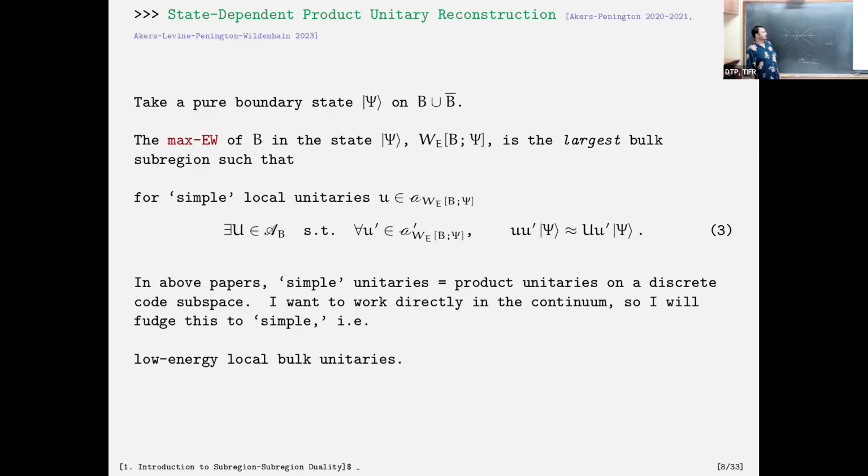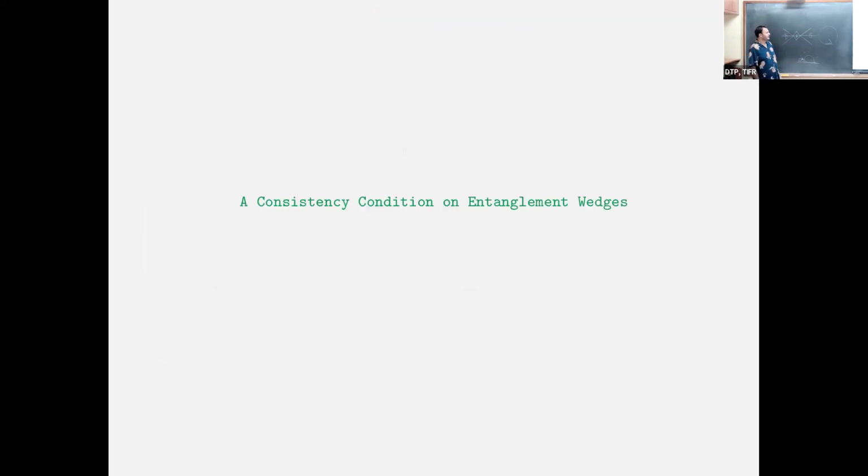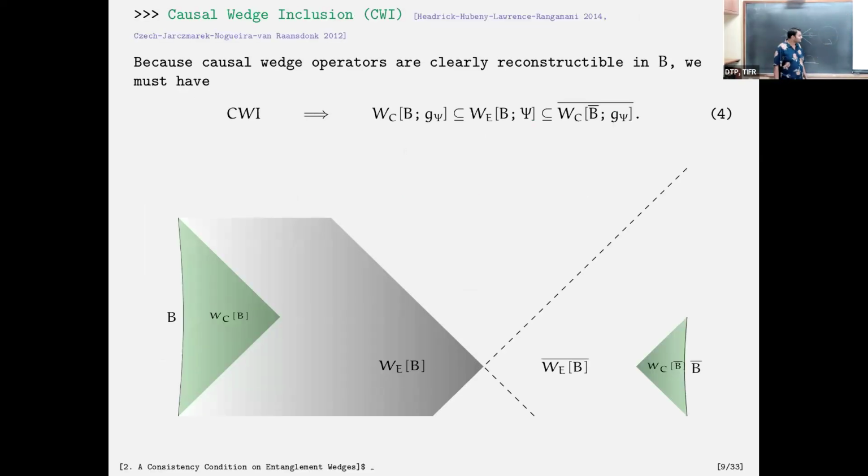Okay, so now let me translate this into a consistency condition on entanglement wedges. And again, the entanglement wedge is not the region bounded by the QES. I'm just bad at naming things. The first consistency condition, introduced over 11 years ago now, maybe even more, is called causal wedge inclusion, which we already discussed. The causal wedge of B should be inside the max entanglement wedge of B, and the causal wedge of B bar should be space-like separated from the max entanglement wedge of B. That's what these equations are saying. So this is called causal wedge inclusion.